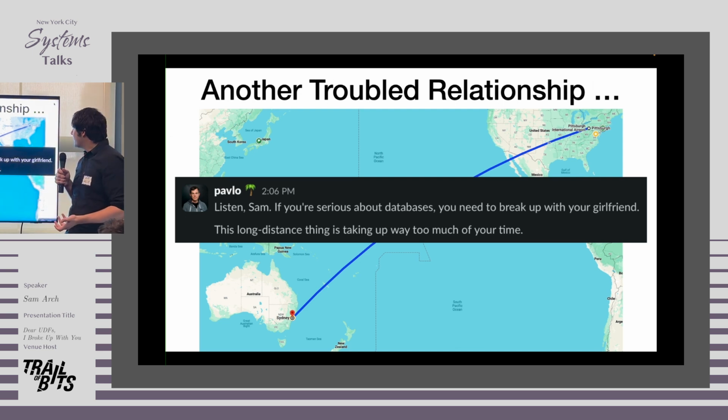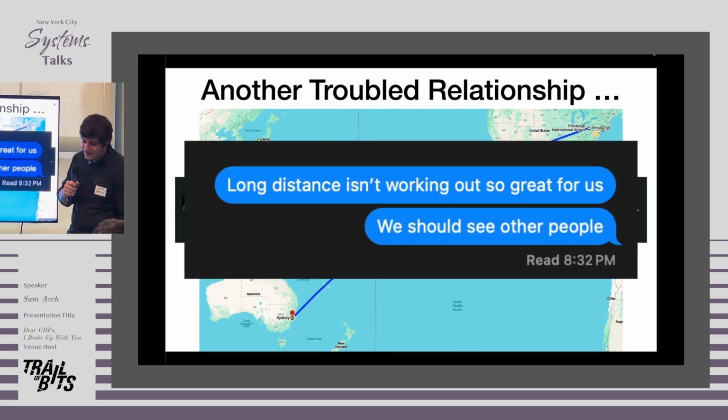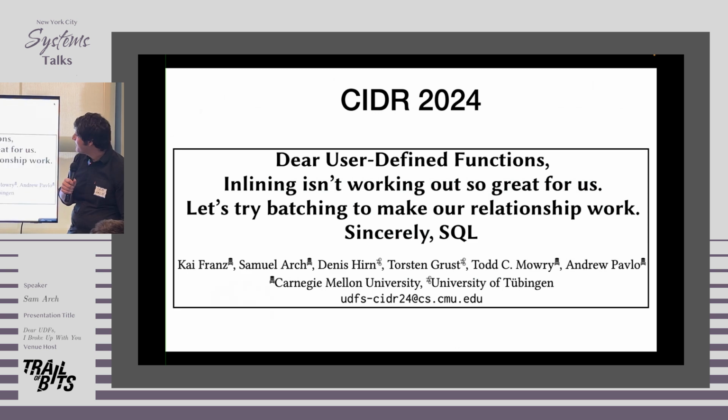But at the same time, I'm not going to fly all the way back to Australia just to break up with my girlfriend and then fly all the way back. So I just sent her this breakup text: "Long distance isn't working out so great for us, we should see other people." And that's actually how I came up with the title for my next paper.